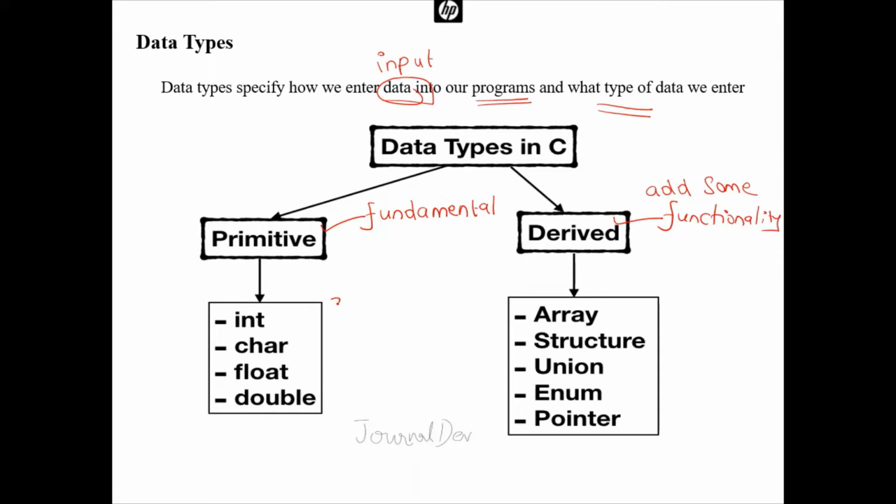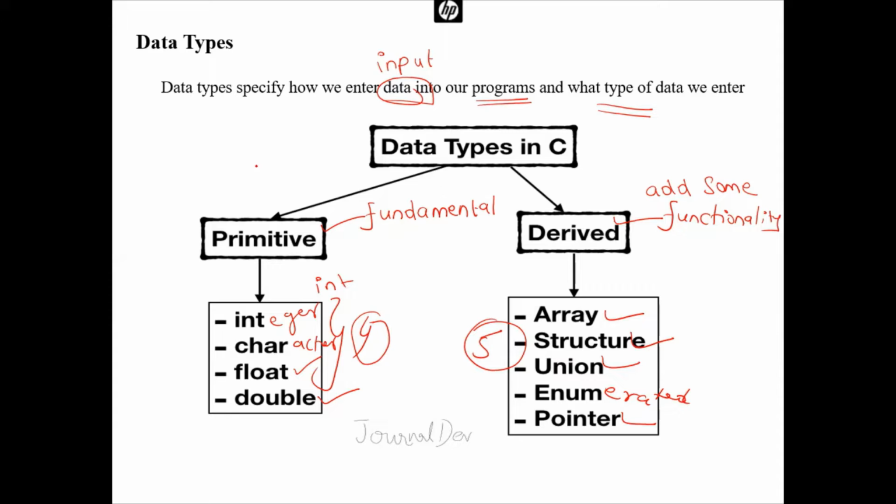There are four primitive data types. One is integer, the short form is int. Another one is character, the short form is char, and then floating point number, and then double. So totally four primitive data types. Whereas the derived data types are array, structure, union, the enumerator data type, in short form enum, and then pointer. So five derived data types and four primitive data types.